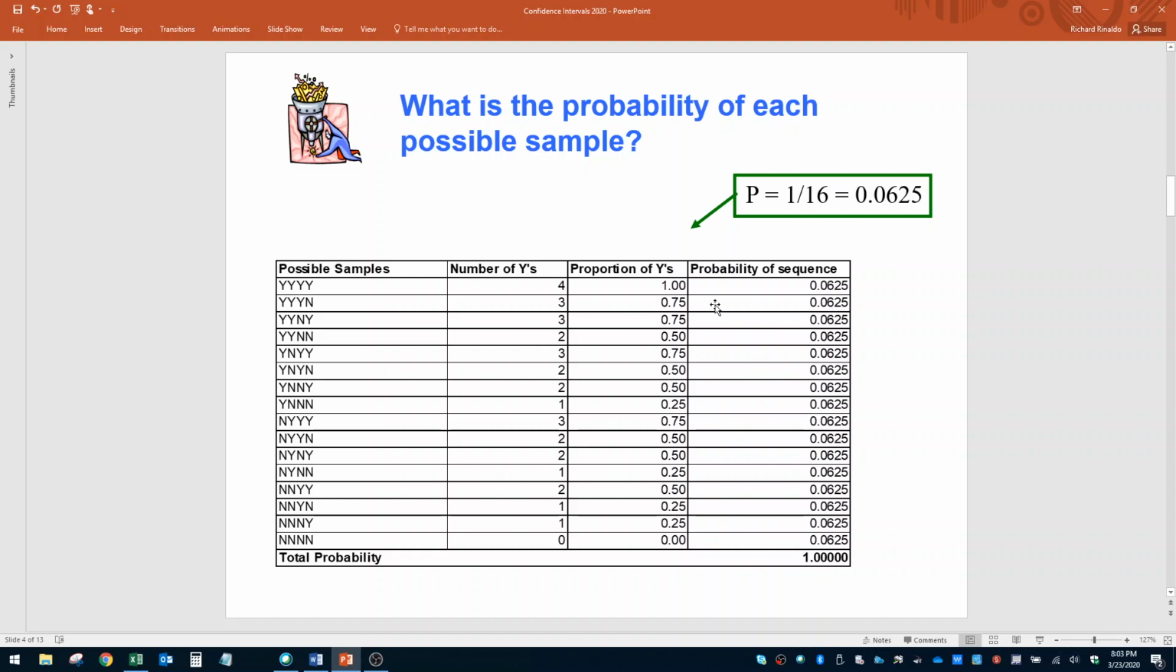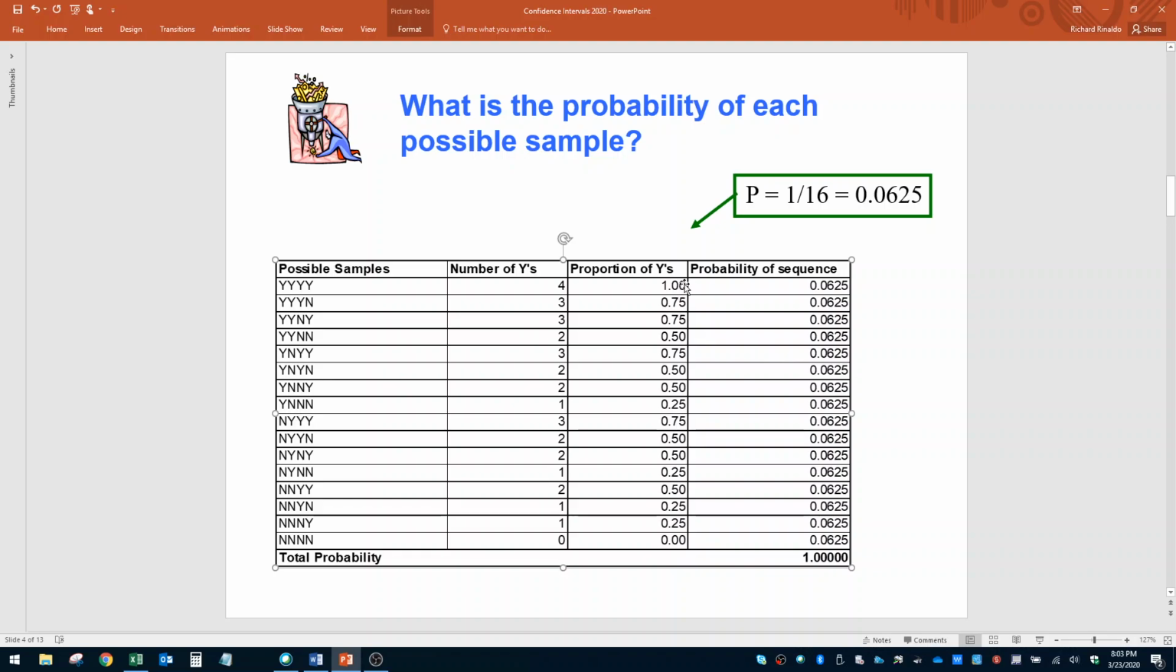Another way to look at it, I got 16 possible outcomes, each of equal probability. 1 over 16 is 0.0625. What I care about is the number of yeses in terms of the outcomes of sampling 4 registered voters. There's one outcome where the proportion is 1, and I mean by the proportion of yeses, all 4 people said yes, they would vote for Trump. Here, the proportion is 0.75. 3 out of 4 said they would vote for Trump. Here, 2 out of 4 said, which is 0.5.